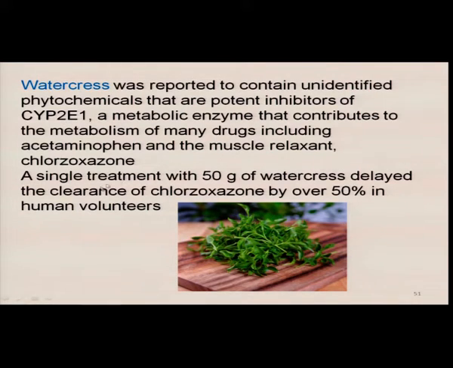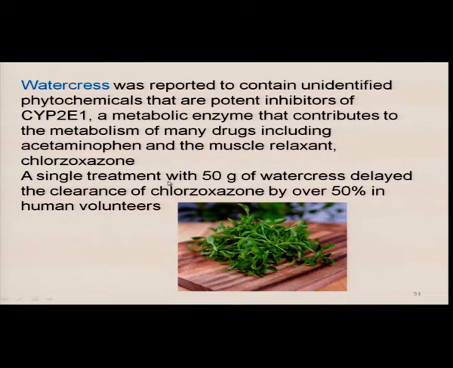A single treatment with 50 grams of watercress delayed the clearance of chlorzoxazone by over 50% in humans. See, when a drug enters the body, it will be metabolized, it will be present in the cell for some time, and as it gets metabolized slowly, it will be broken down into components. Some would be excreted, the active components would be absorbed by the body. So, the drug will gradually get cleared from the body, but when 50 grams of watercress was taken as a treatment, the clearance of the drug chlorzoxazone was reduced by 50%, was delayed.